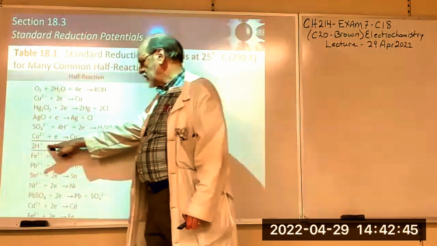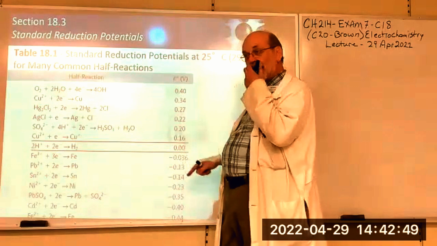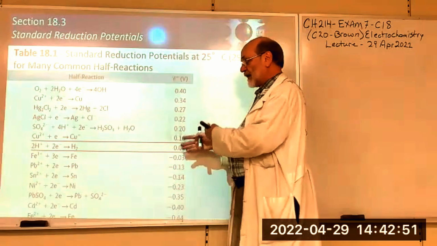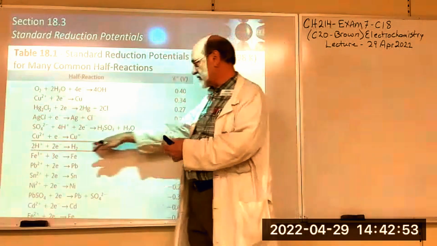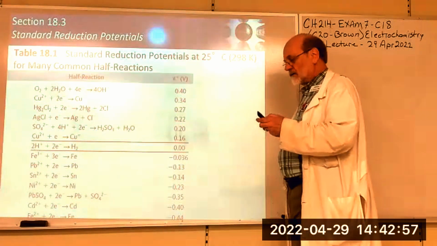There's your standard hydrogen electrode. It's at 0. You can make a cell with any one of these as the standard hydrogen electrode if you want to.